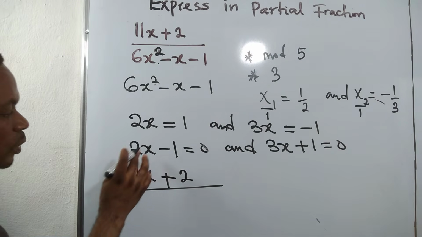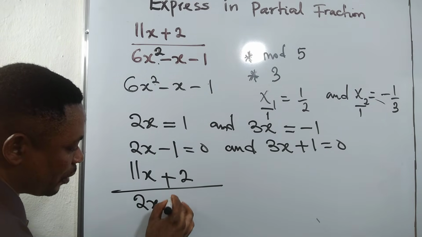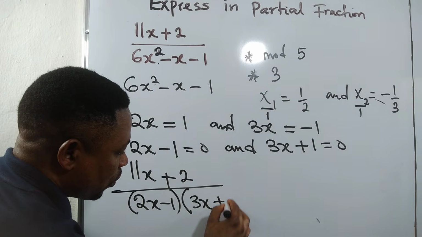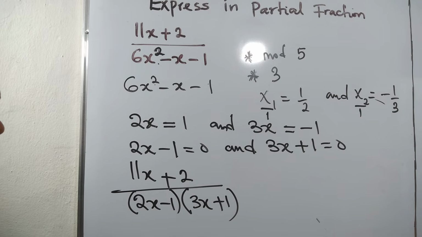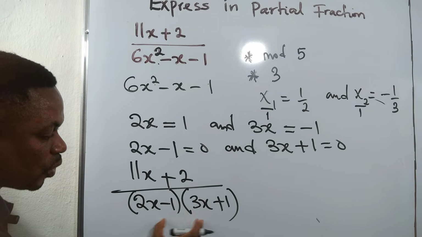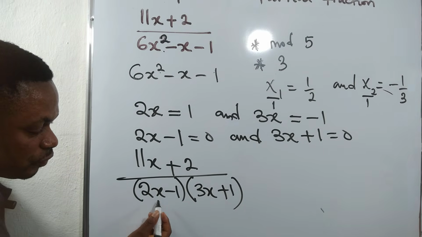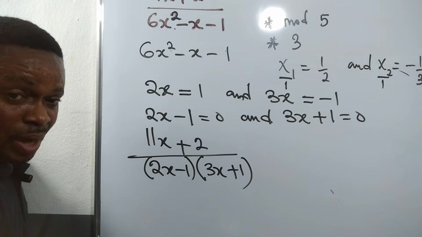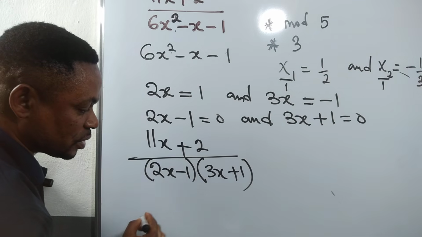All over. What are the decomposed? 2x minus 1 in bracket, now followed by 3x plus 1 also in bracket. Now can you see that we have formed what we call a linear function? Here the power of x is 1. Then let us now express this into fraction.